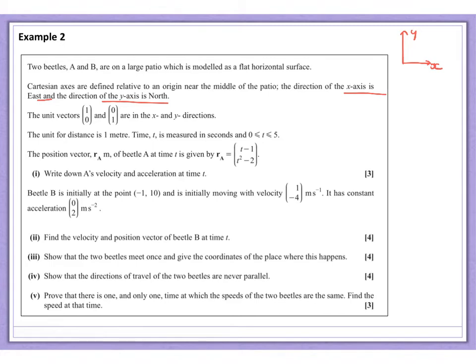And the unit vectors (1, 0), which is of course i, and (0, 1), which is j, are in the x and y directions respectively. The unit for distance is 1 metre, time is measured in seconds, and time is between 0 and 5 seconds. We're now given the position vector, r_A, of beetle A, which is here.